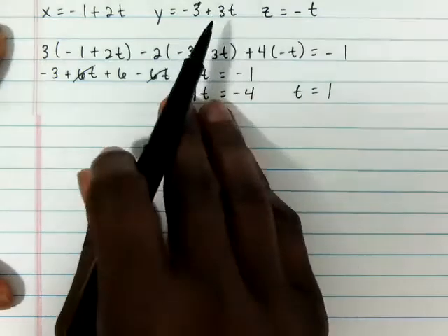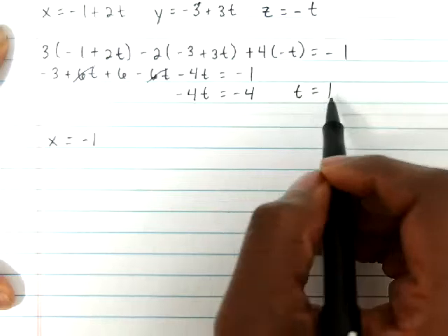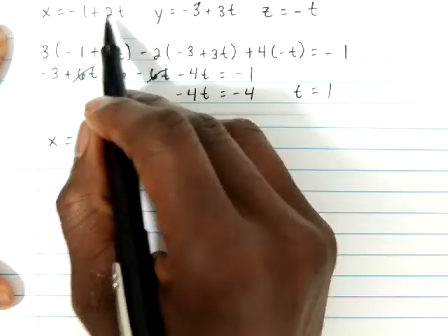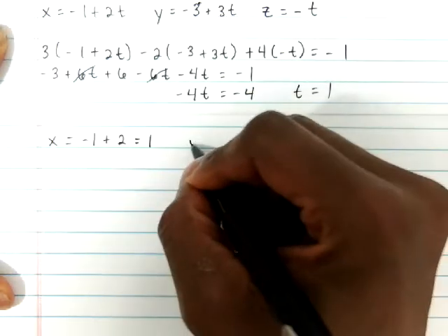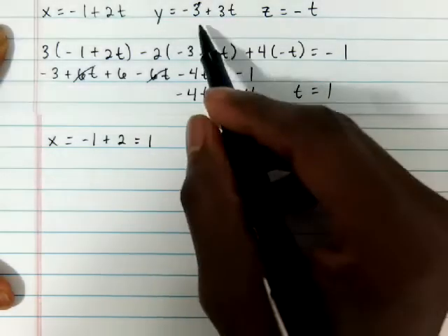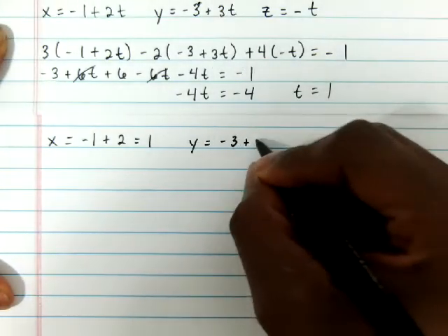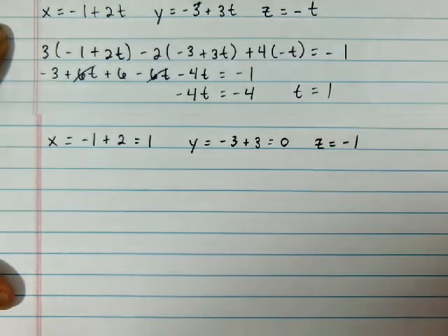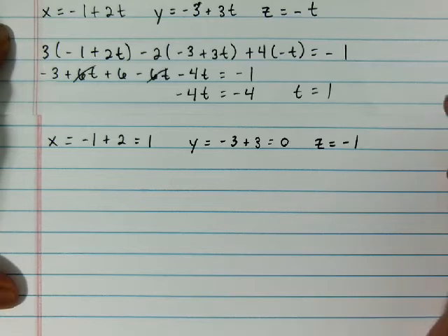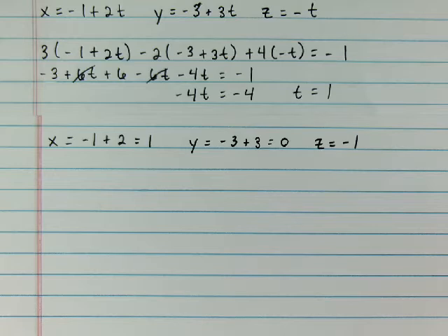So now we get that x equals negative 1 plus, we're putting this in right here, negative 1 plus 2, which gives us 1. Our y equals negative 3 plus 3, which gives us 0, and our z just equals negative 1. And now we have the point at which the plane and the line that we were given intersect one another. All right, part B of the problem says find an equation of the plane.